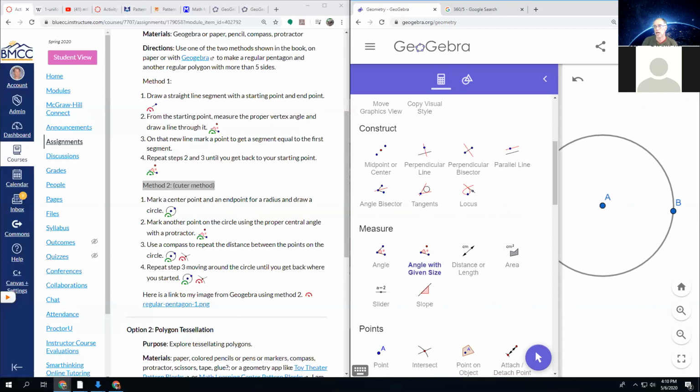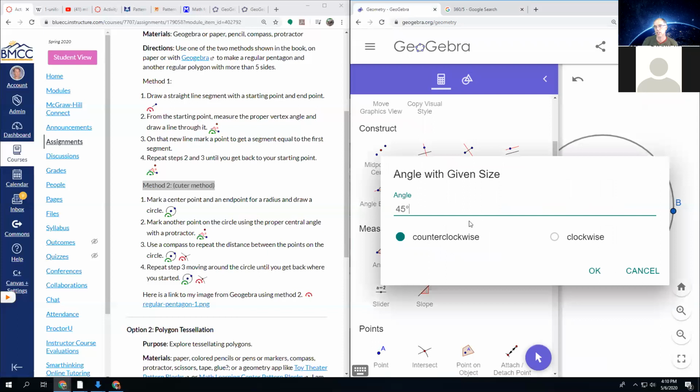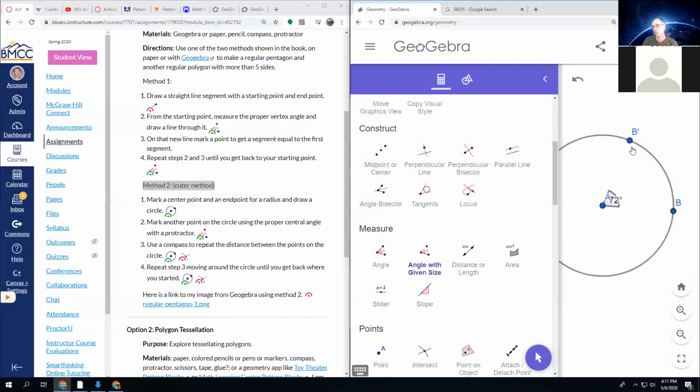So to do that, I click on the outer point first, the inner point second, and it says, how about a 45-degree angle? Counterclockwise. So that means it's going to go up from point B. And I would say, no, leave the degree symbol, but put in a 72 if you're doing a pentagon, and then say okay. So there's my 72-degree angle from B to B prime there. All right, that's step 2.